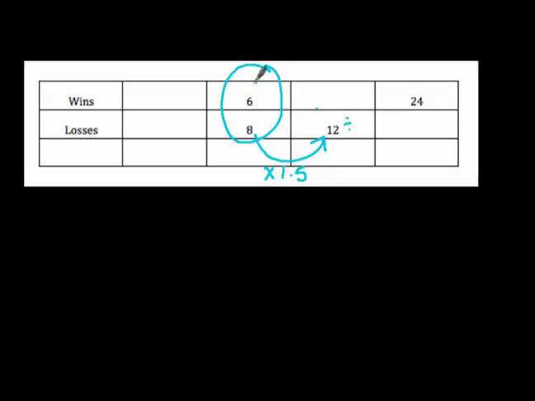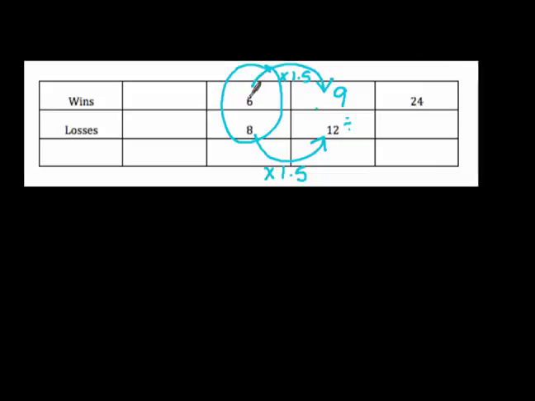Well, this is just like a fraction in that I need to multiply the top by 1.5 because I multiplied the bottom. So if I multiply 1.5 times 6, it gives me 9. What this tells me is that, yes, my team originally won 6 games and lost 8. Well, if I played a couple more games, if I were to win 9, then I would lose 12 based on the current rate that I've been given.